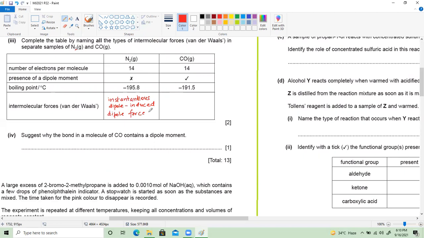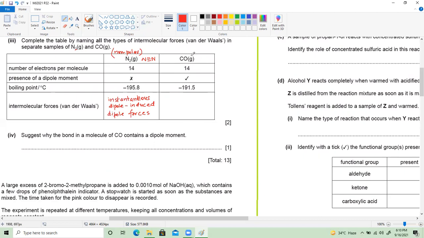We know that the nitrogen molecule is made up of two similar atoms with the same electronegativity values, and it's a non-polar molecule. So non-polar molecules have only one attractive force between them, and that is van der Waals force, or the instantaneous dipole induced dipole force.